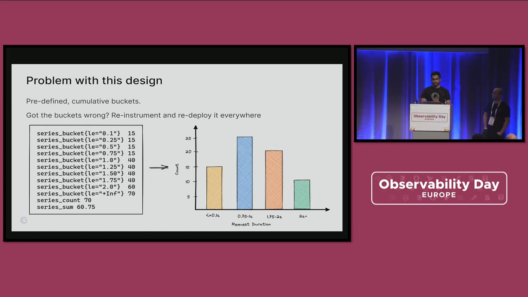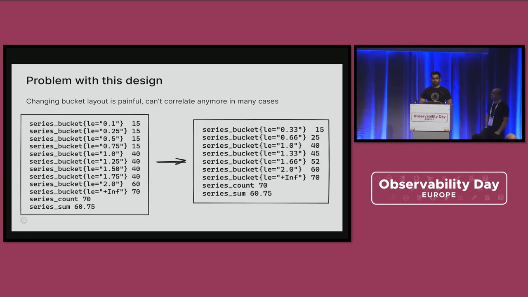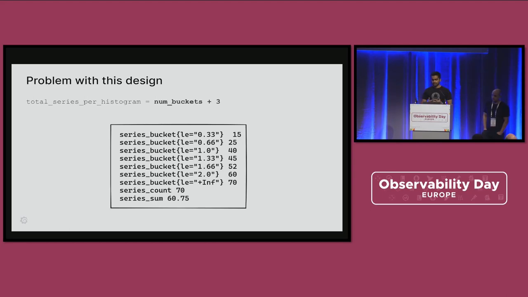And let's say the bucket representation was inefficient, and you thought of changing the bucket layout. Now you have to re-instrument your code and redeploy it everywhere. That is still one picture of this problem. Let's say you redeployed a different bucket layout later. You cannot correlate them easily. So you had one bucket layout, now you have a different bucket layout. You cannot mix and match them once you have changed the buckets. Also, it takes a while to propagate all these changes across your system, and you have to wait for a long time so that all of them have the same bucket layout. And yeah, again, coming back to the same thing, it takes a lot of time series here.